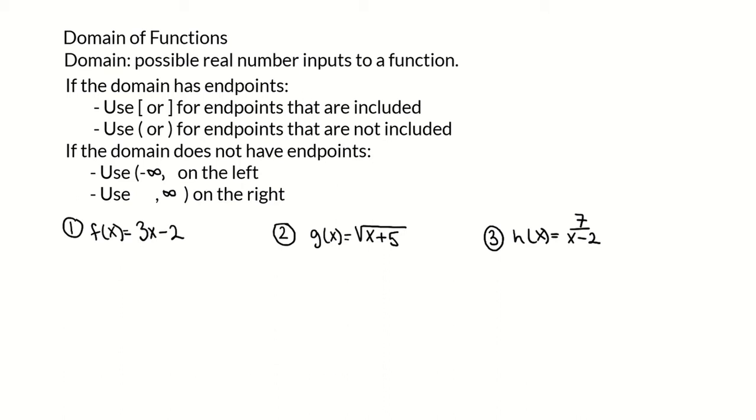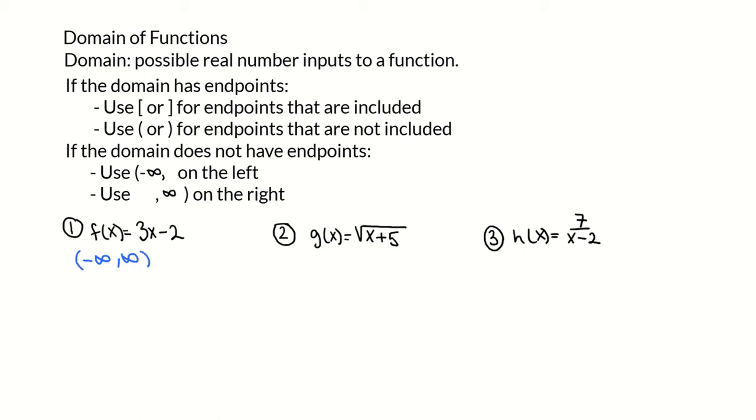First example, f of x equals 3x minus 2 is a linear function. Now, a linear function can have any x value inputted to it, so any positive, any negative value. So that means the domain of this linear function is negative infinity until positive infinity, or all real numbers.